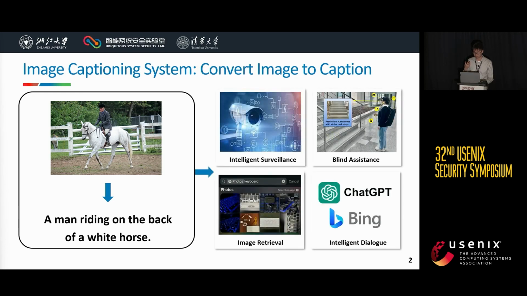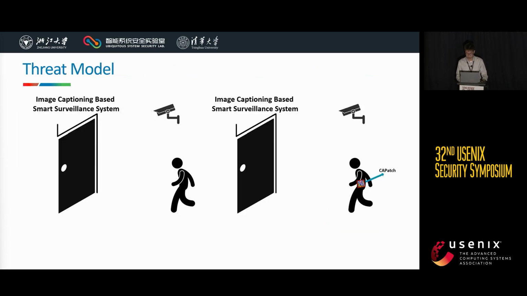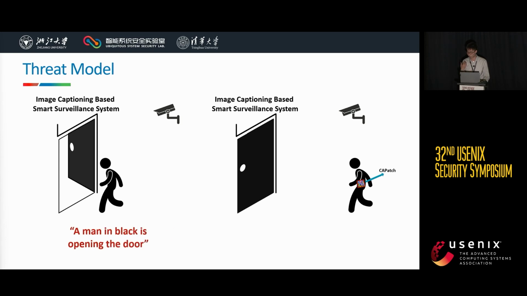Such a system has been used for intelligent surveillance, blind assistance, image retrieval, and intelligent dialogue. For intelligent surveillance, the image captioning system can help to identify important moments from huge volumes of videos. It's important to output the correct captions, especially keywords.